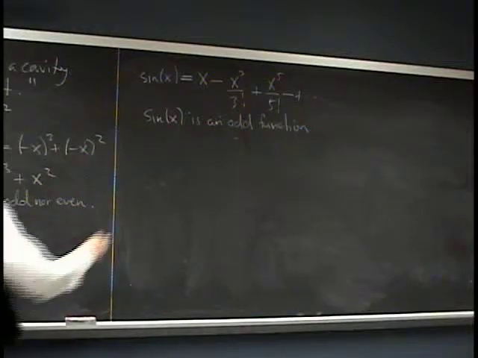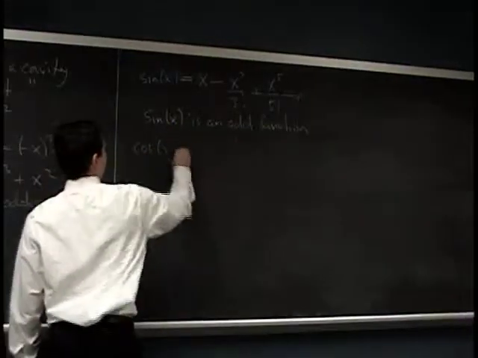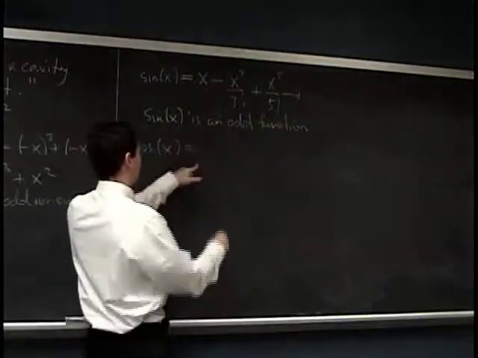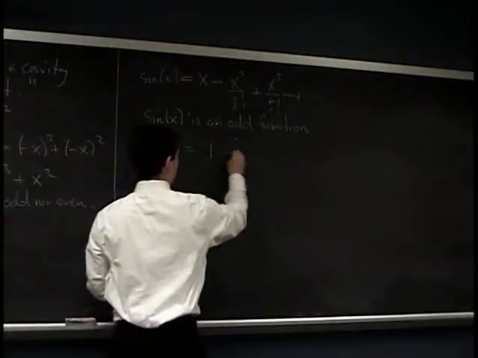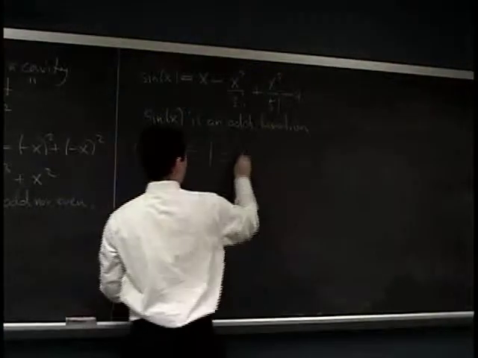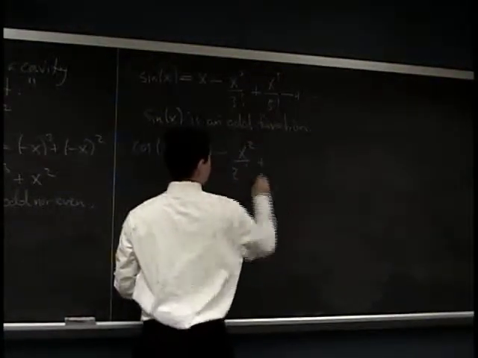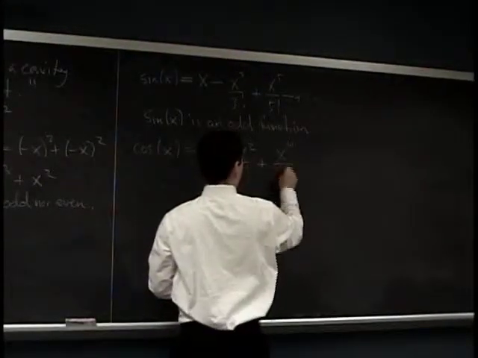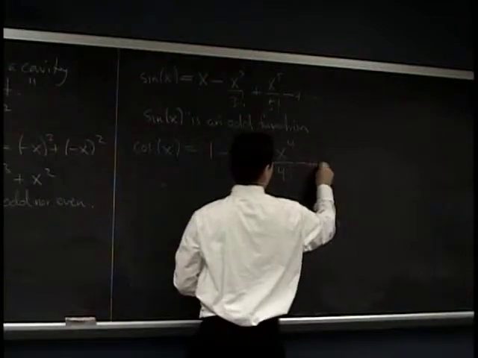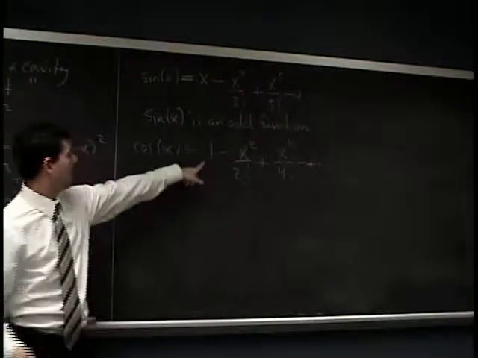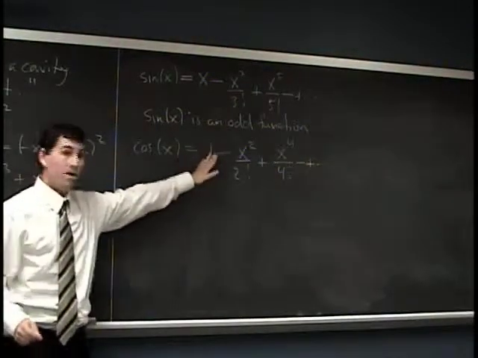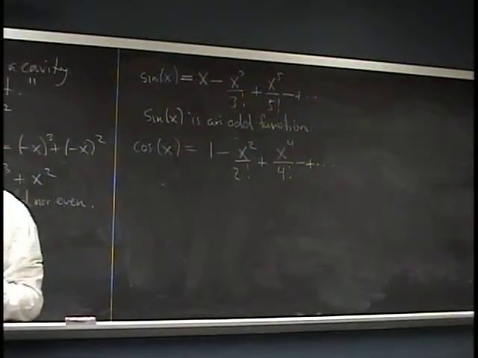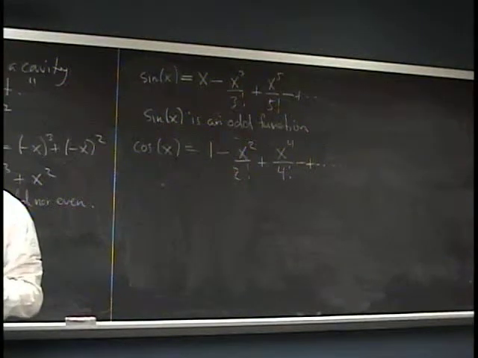And what about cosine of x? Cosine of x has the missing terms from e to the x. What are the missing terms? 1 minus x squared over 2 factorial plus x to the fourth over 4 factorial, minus, plus. I said it already, but let's recall. When you have a constant, is that an odd function or an even function? Or neither?